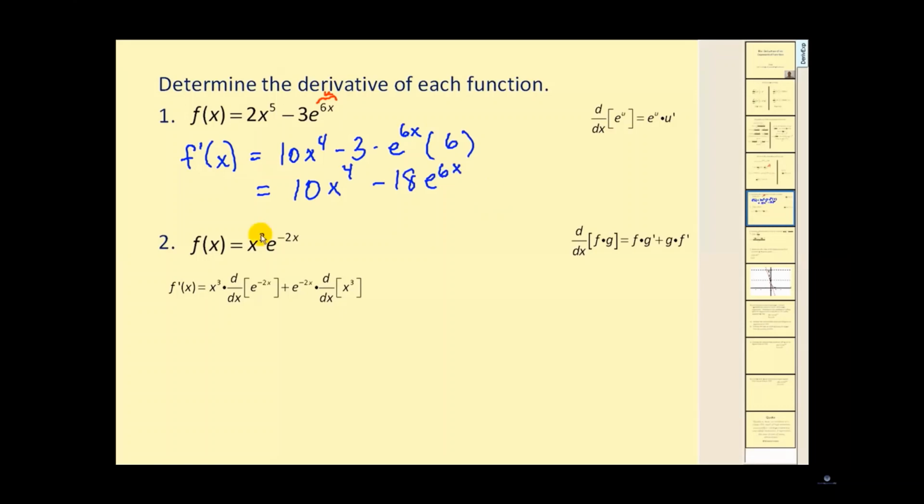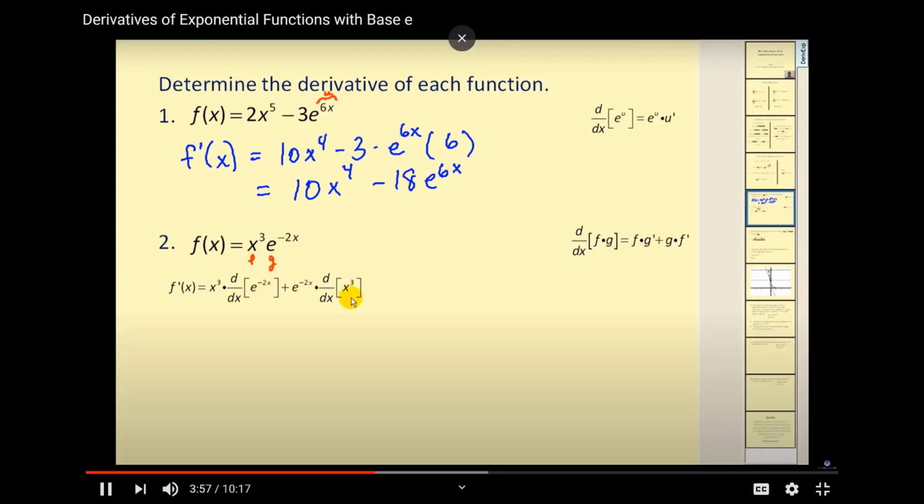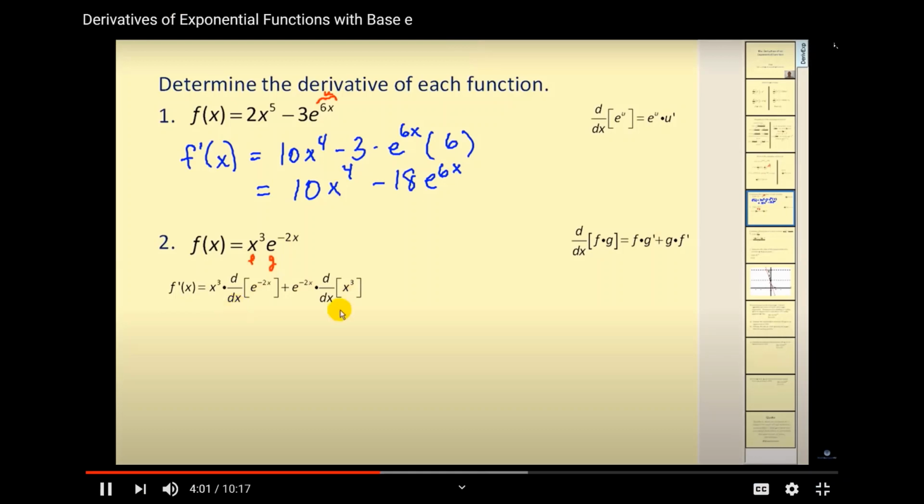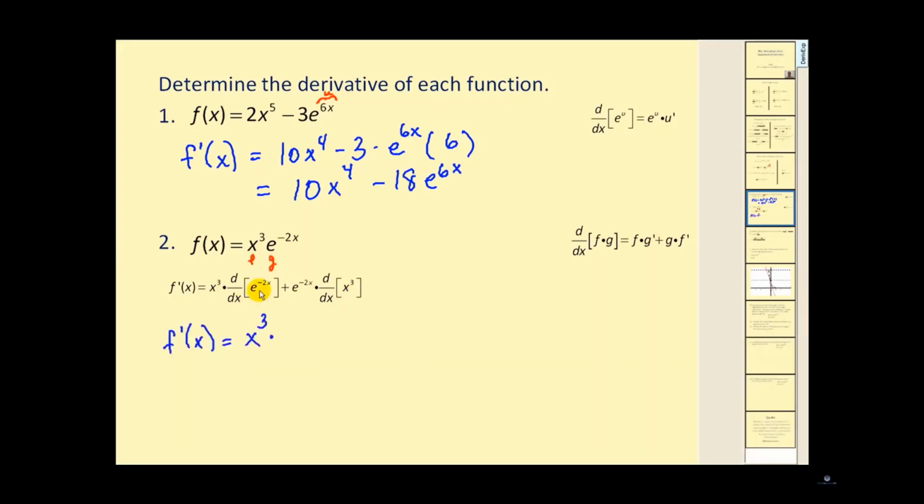Now, number 2, we have to realize that this is a product of two functions. We'll call the first function f and the second function g. So we're going to have to apply the product rule. And so what I've done already is set this up. We have the first function times the derivative of the second plus the second times the derivative of the first. Let's go ahead and find these derivatives and then simplify. Now the derivative of e to the power of negative 2x, we are going to have to apply the chain rule again.